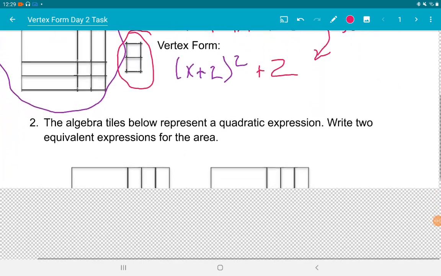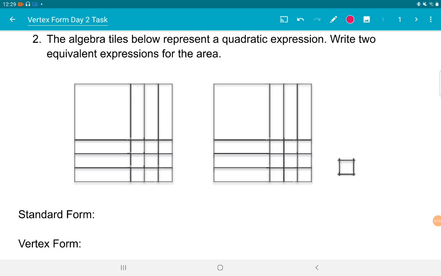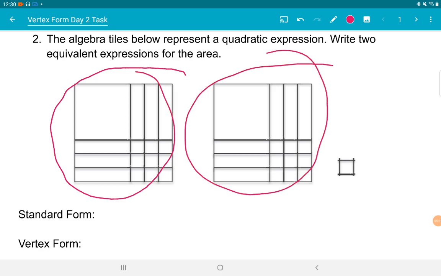Okay, let's move on. Okay, so number 2. This is an example of the new thing today. You'll notice we're now combining. I have two different squares in this one, and then we also have a little bit of leftover on the side here, okay? So that's the new thing. I've got two squares going on here.